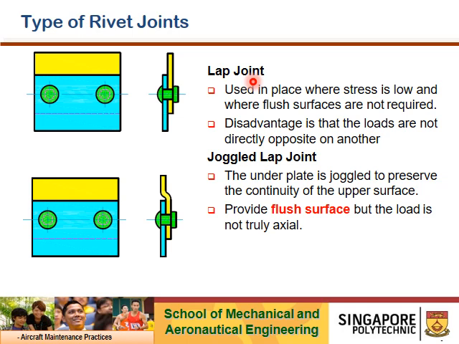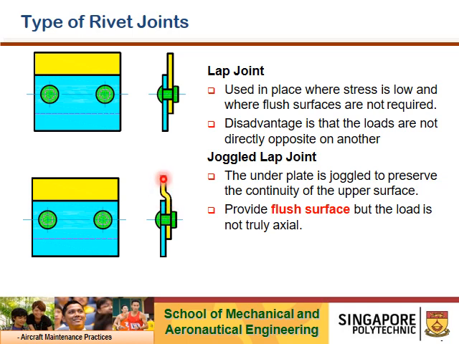Types of rivet joints. Over here we show two types of joint: lap and jogger lap joint. The lap joint itself is used in places where stress is low and where flush surfaces are not required. The main disadvantage is that the loads are not directly opposite one another. This is the common lap joint application, which is easier to construct and fabricate.